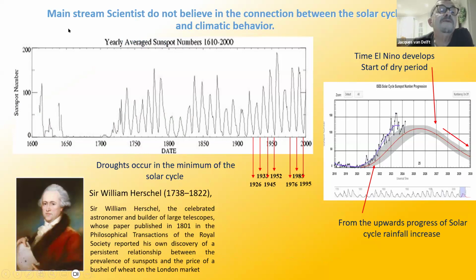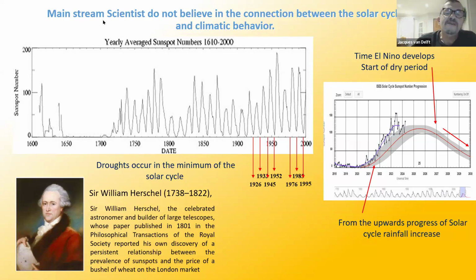Let me just see what is happening here, because the mainstream scientists were not believing that there's a connection between sunspots and climate, to put it in a very short way. As we know now, sunspots can cause solar flares and coronal mass ejections. It goes through the universe, hits our magnetosphere, and causes the auroras. They didn't see the connection with climatic behavior.